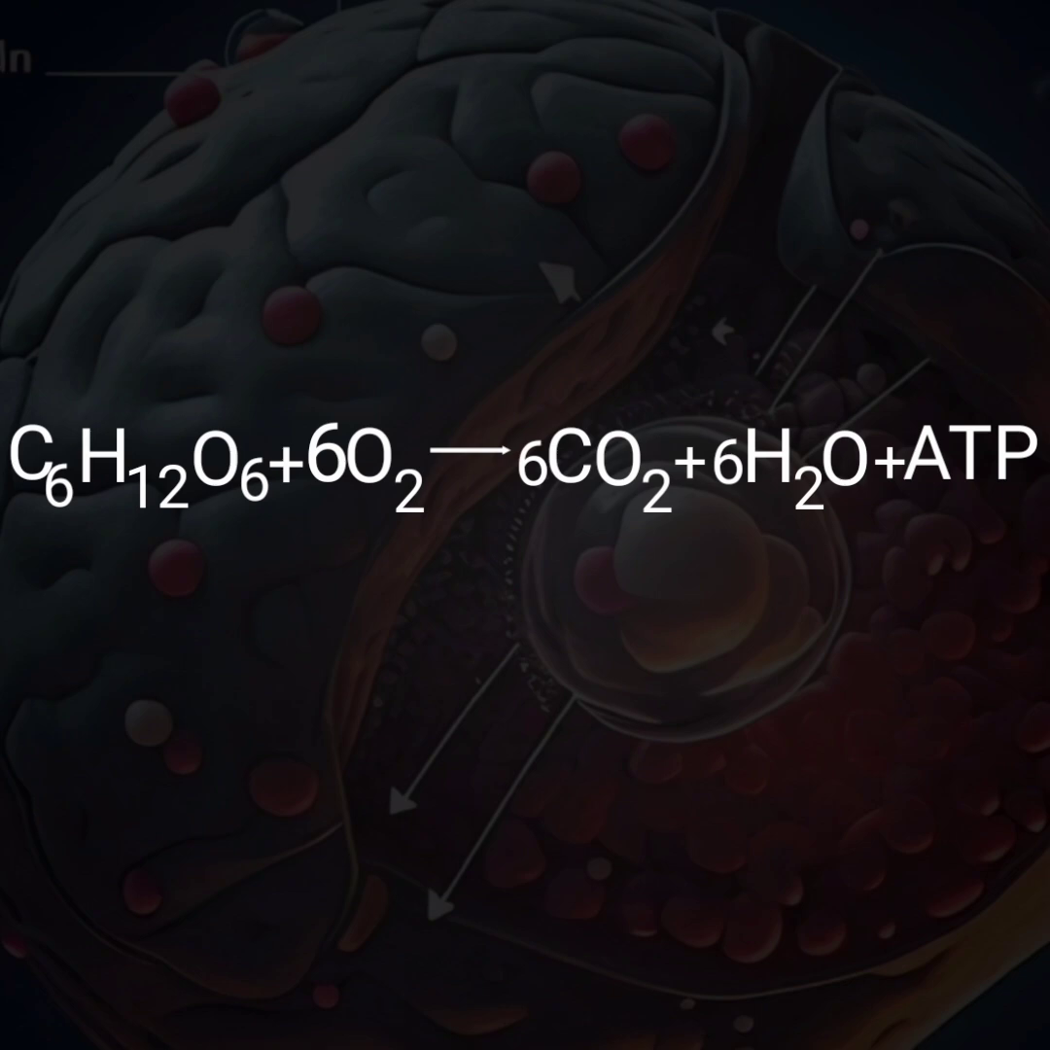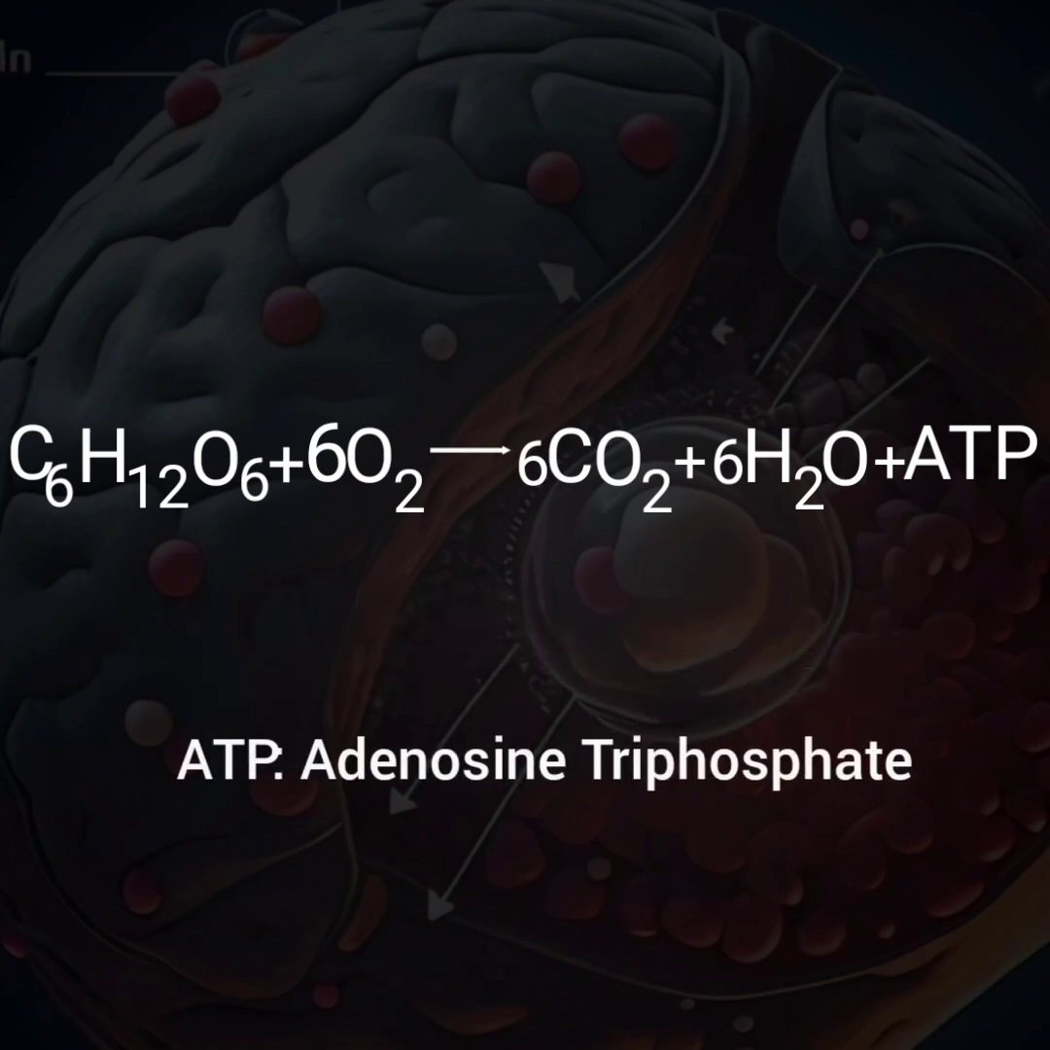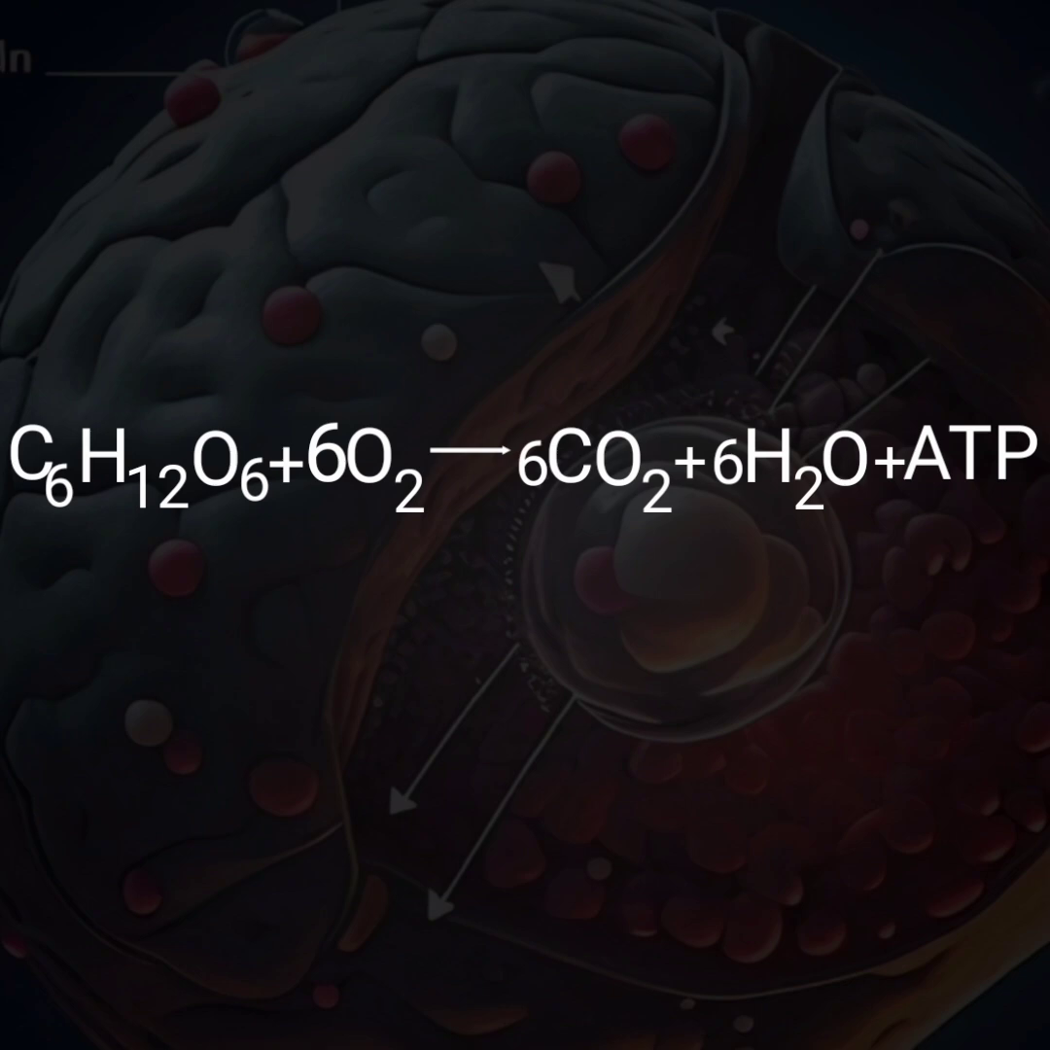In respiration, one molecule of glucose, that's C6H12O6, reacts with 6 molecules of oxygen to give 6 molecules of carbon dioxide and 6 molecules of water, and energy is released in the form of ATP. ATP stands for adenosine triphosphate.